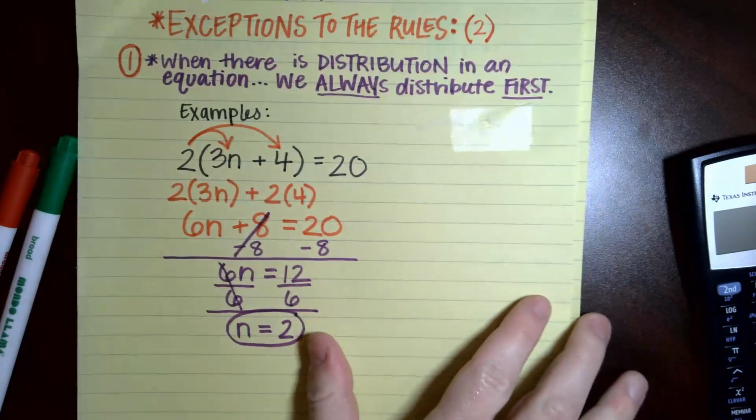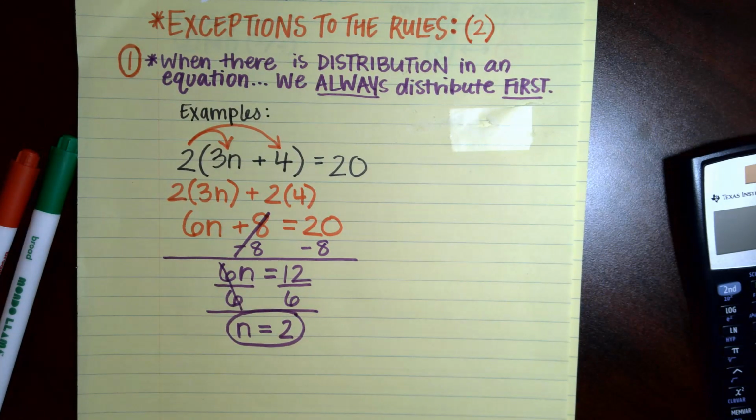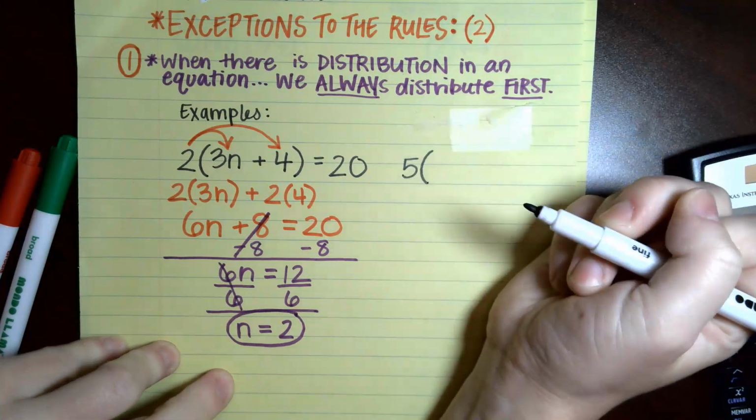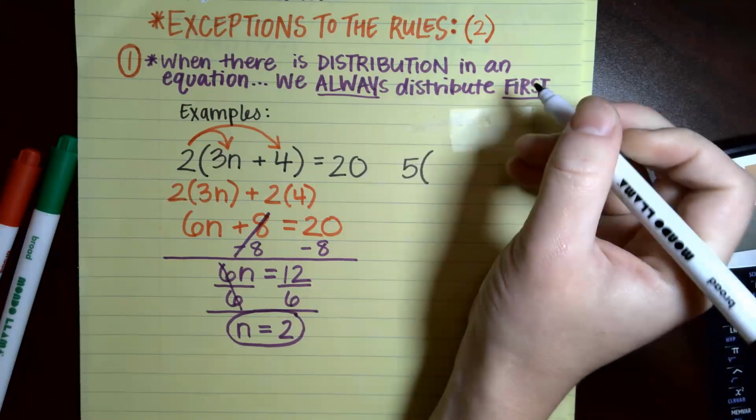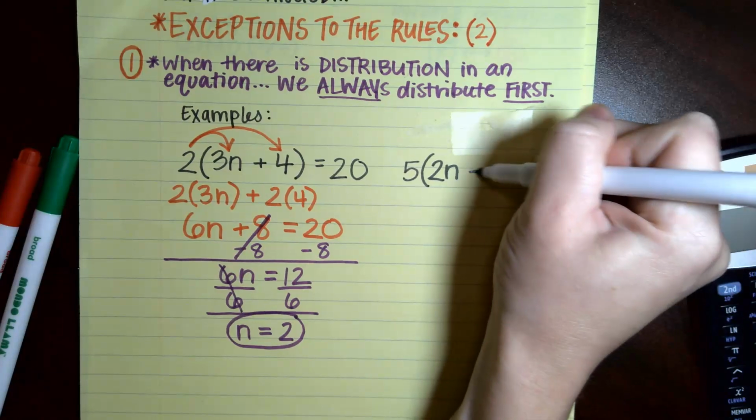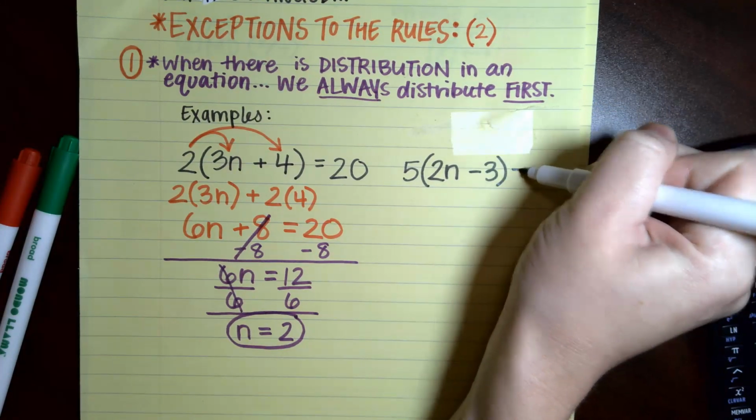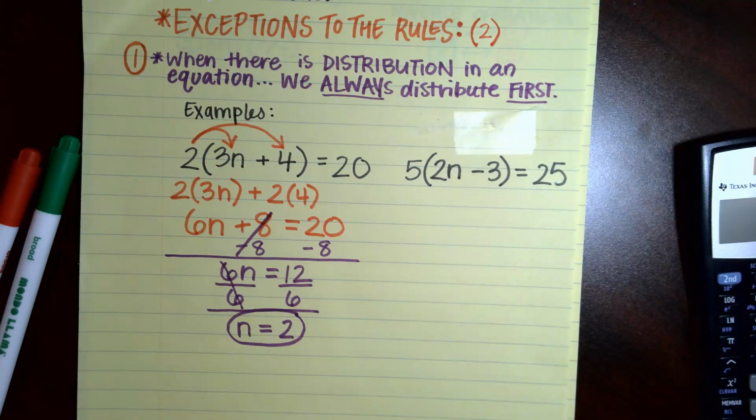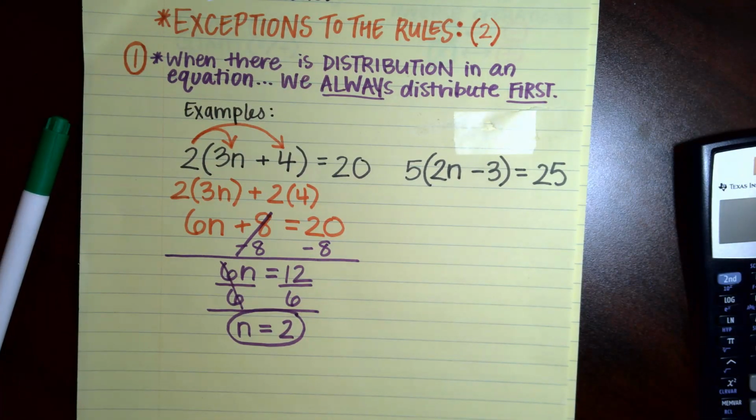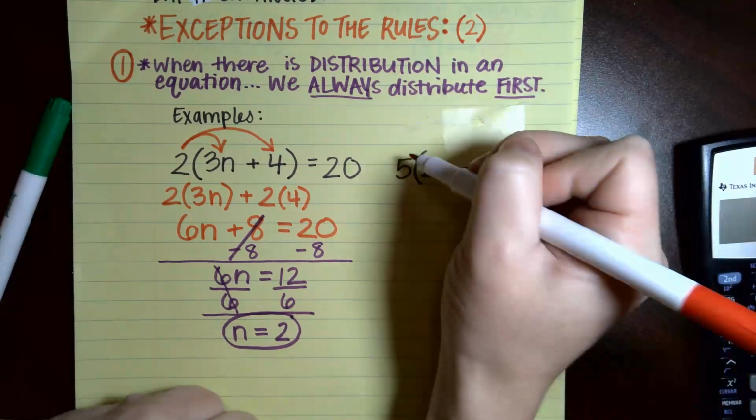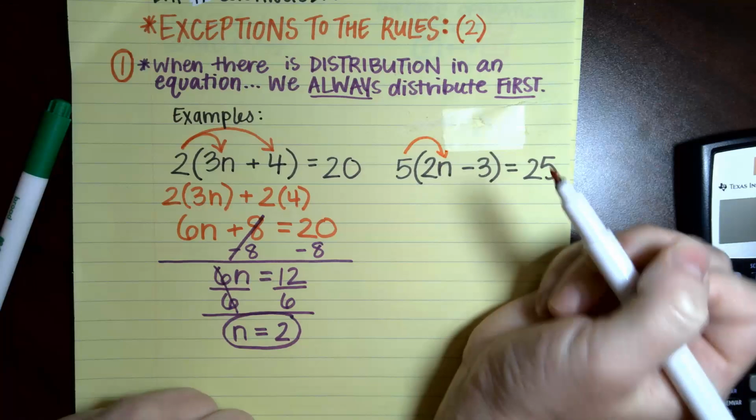Let's do another example, and I'll do it just right beside it. How about we try 5 multiplied by the quantity in parentheses. I've got 2 times n minus 3 is equal to 25. Okay. What would I need to do very first here? 5 times 2n, 5 times 3. Yes, I need to distribute.